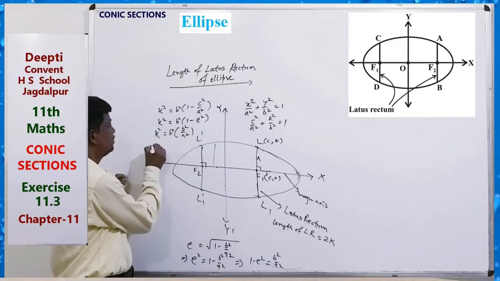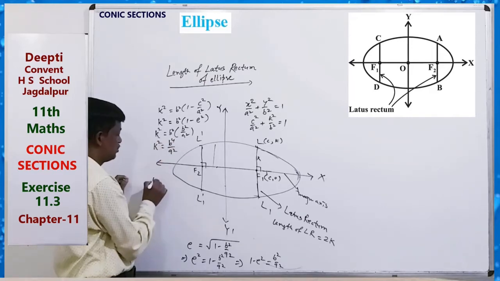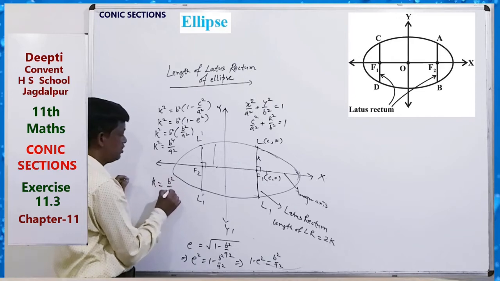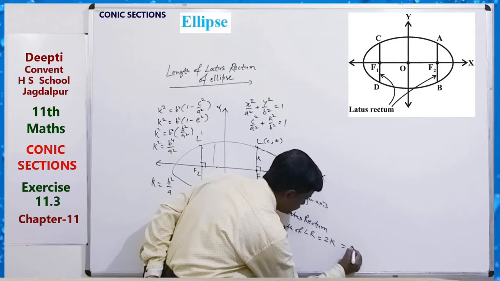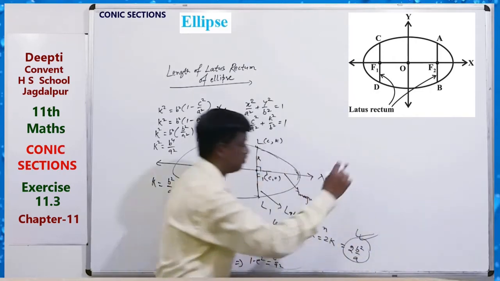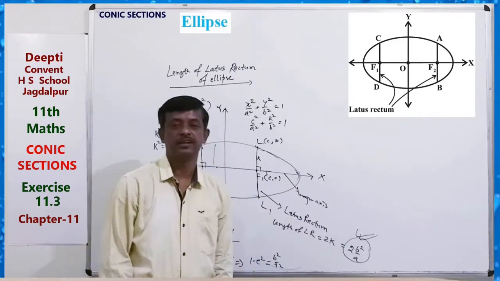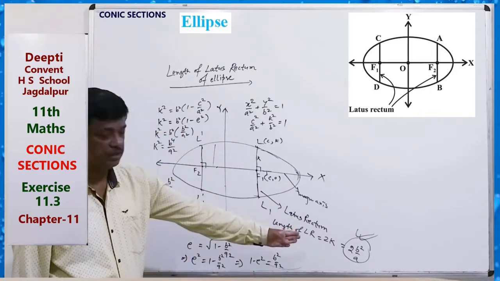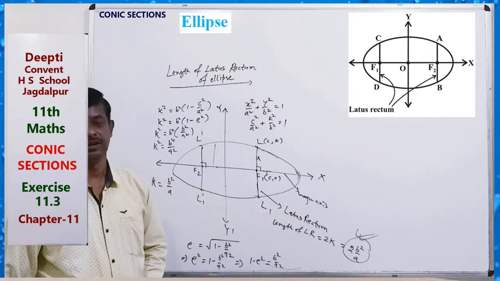So here we see that k square equals what? b power 4 by a square. So k equals b square upon a. So latus rectum equals 2 b square by a. This is the length of latus rectum. So always remember 2 b square by a. a is the semi major axis, b is the semi minor axis. So this is the length of latus rectum.